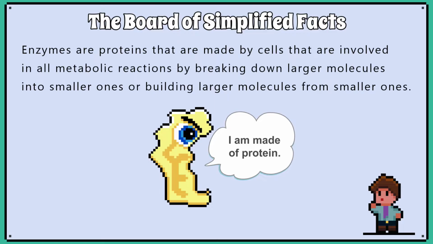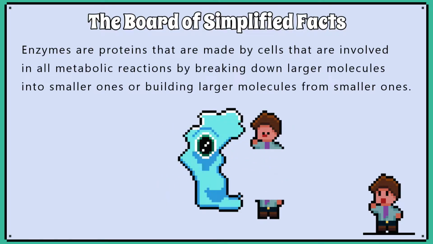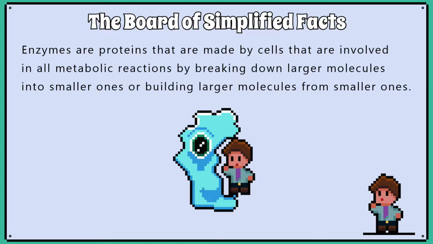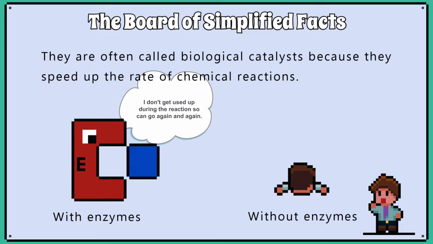Enzymes are proteins that are made by cells that are involved in all metabolic reactions by breaking down larger molecules into smaller ones or building larger molecules from smaller ones. They are often called biological catalysts because they speed up the rate of chemical reactions.